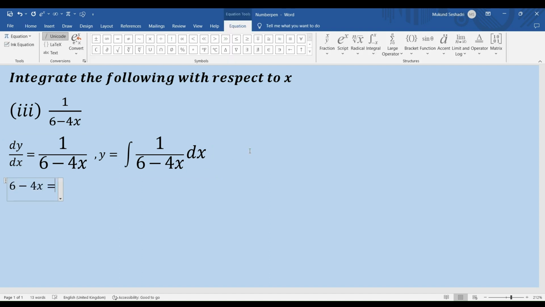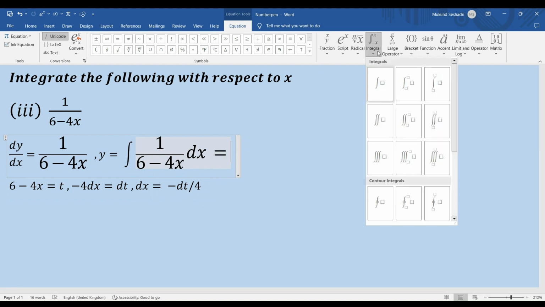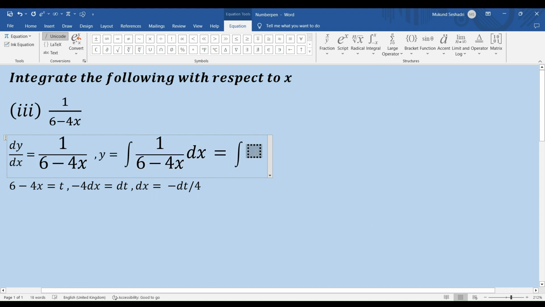So what is that substitution that will simplify y? 6 minus 4x equals t, right? Which means when I differentiate on either side, I get minus 4 times dx equals dt, right? Which means my dx equals minus dt by 4, right? Now I have dx in terms of dt, I have x in terms of t. I go back to my y and then I write my y in terms of t and see whether it is being simplified, right?